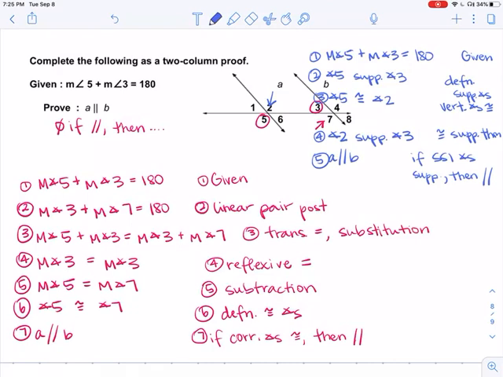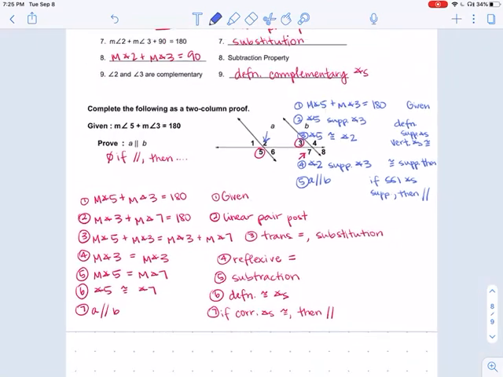You could also use angle 4 and say that 5 and 4 are congruent supplements, and if alternate exterior angles are congruent, then lines parallel. You could use angle 1 and say that 1 and 5 are supplementary, so 1 and 3 are congruent and they are corresponding, therefore your lines are parallel. There are lots of different options here that you can use.